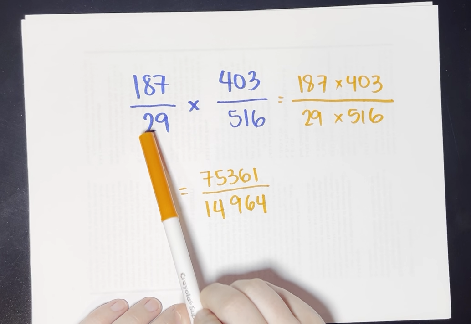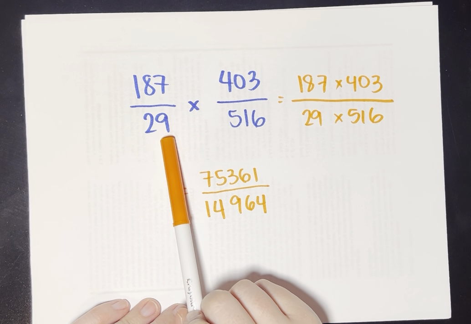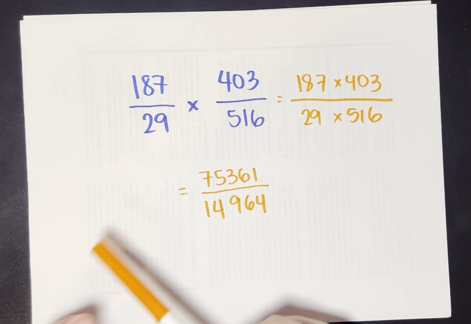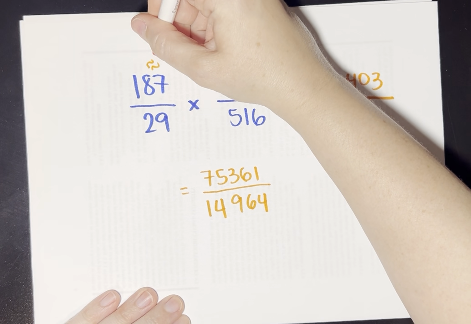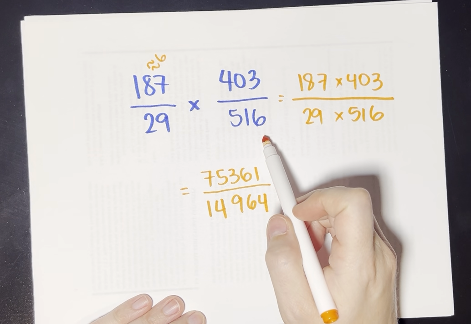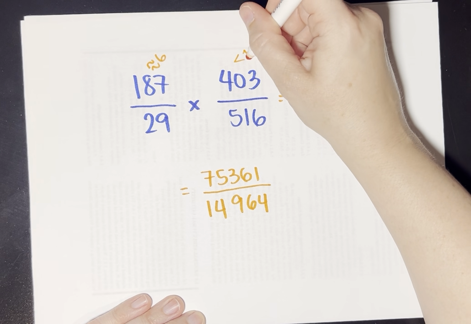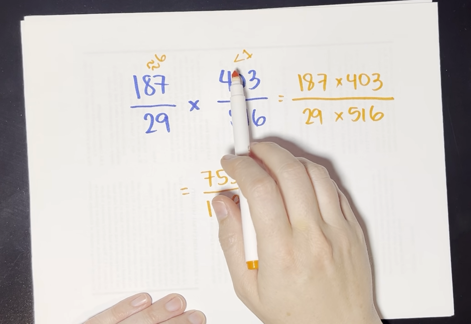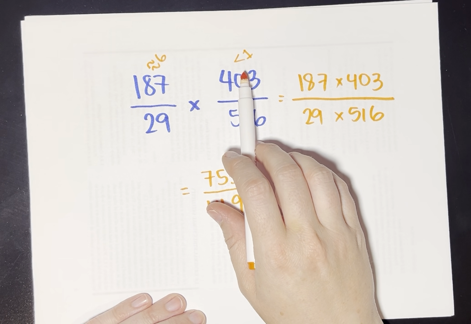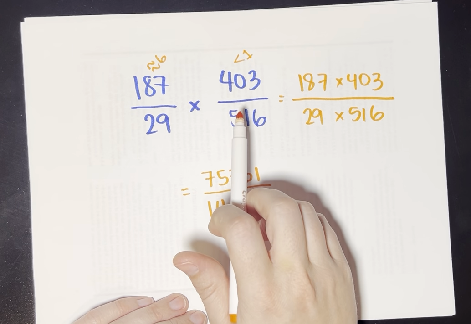So if I think about this first fraction here, 187 over 29, that's not too far from 180 over 30, which would be 6. So this fraction is approximately 6. And this fraction, 403 over 516, is kind of close to 4 over 5, so this one's definitely less than 1. So the answer that we get should be kind of like taking 6 times a number that's a little bit less than 1. So we're estimating we should be somewhere in the neighborhood of maybe 5-ish when we get our answer.